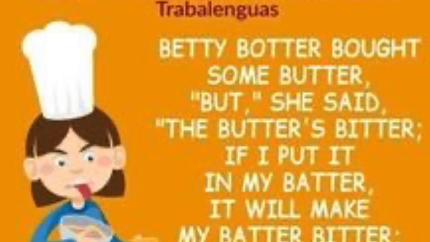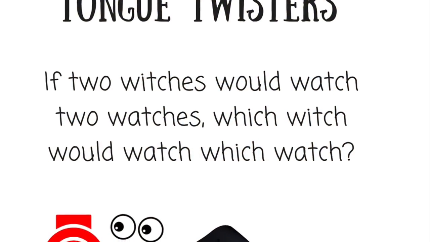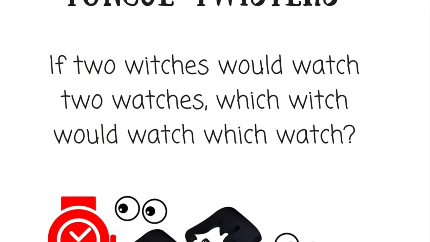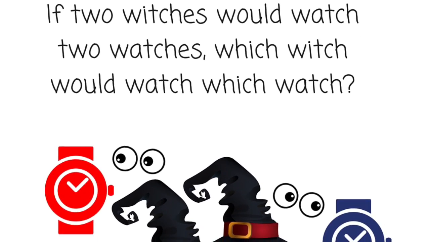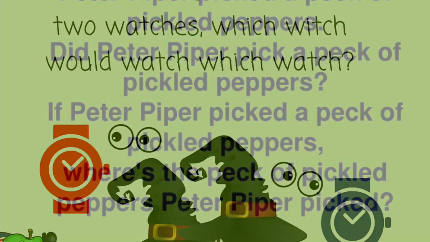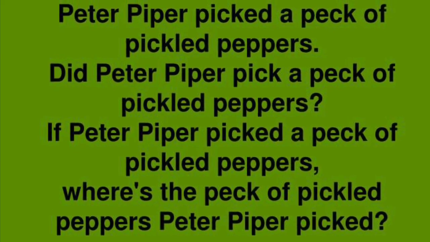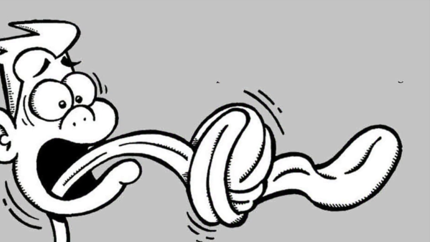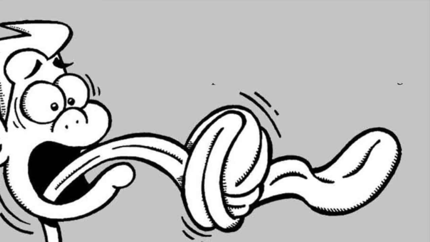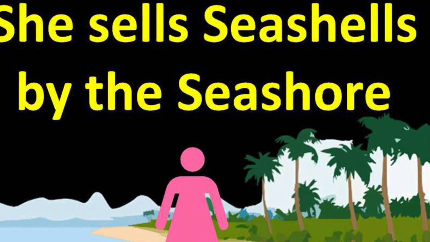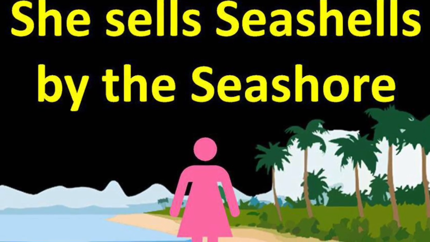The next vocabulary word is a tongue twister. A tongue twister is a word or sentence that is hard to say because it has similar consonant sounds. You may have heard of Peter Piper picked a peck of pickled peppers. Did Peter Piper pick a peck of pickled peppers? It's a tongue twister. She sells seashells by the seashore. That actually also falls into an alliteration, too.